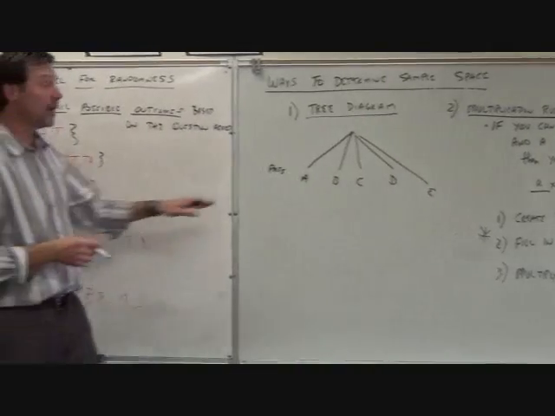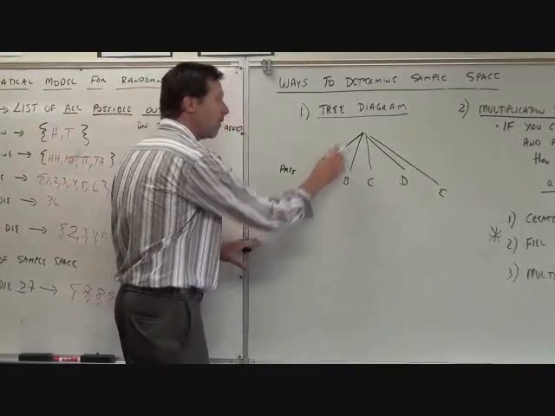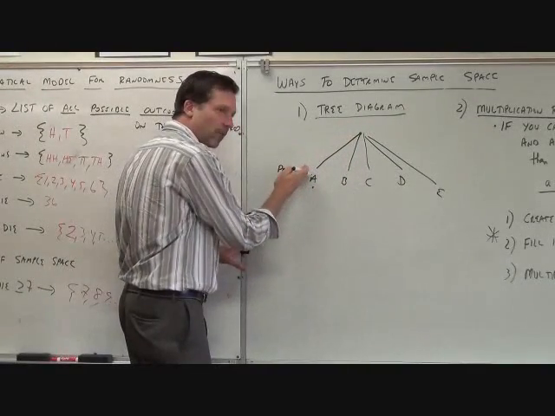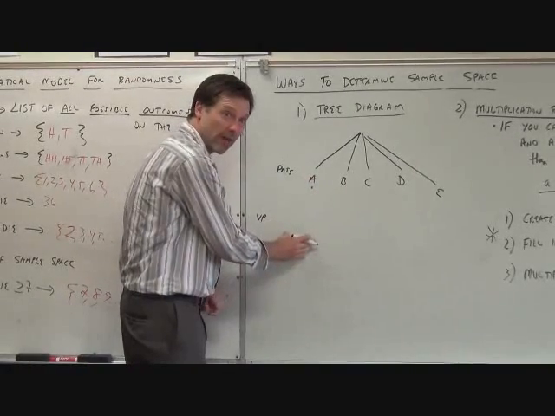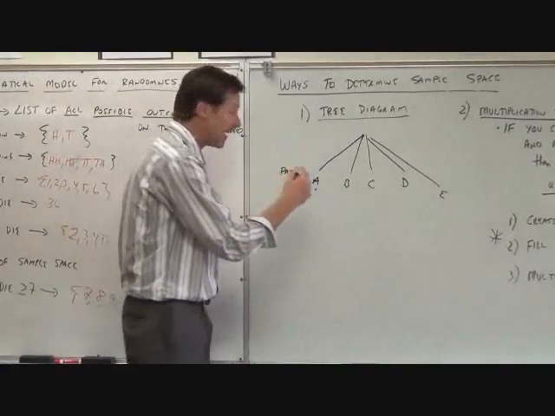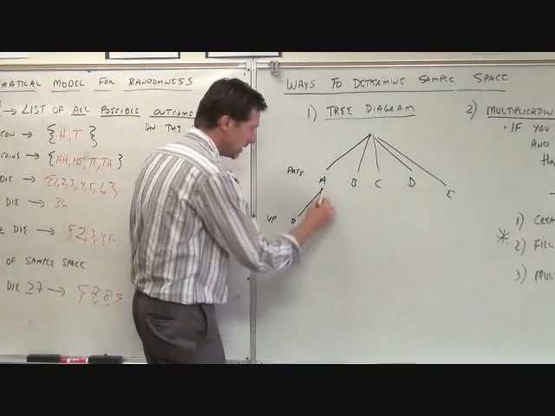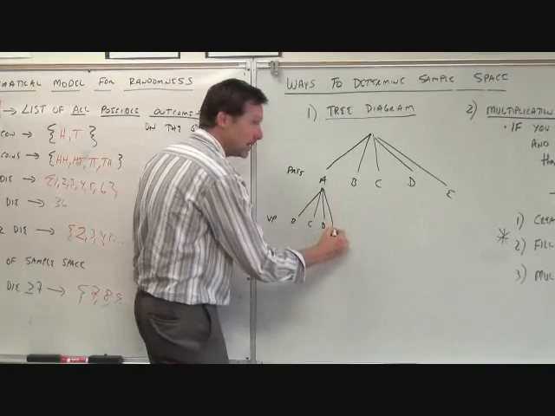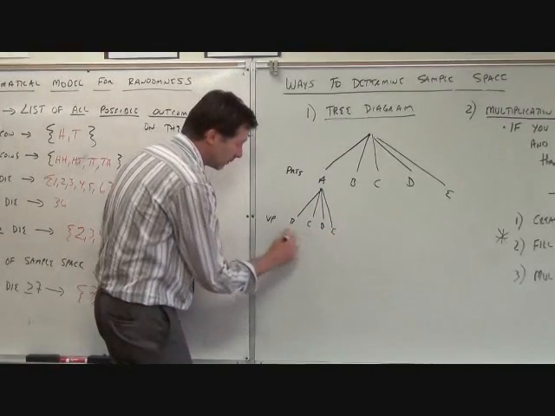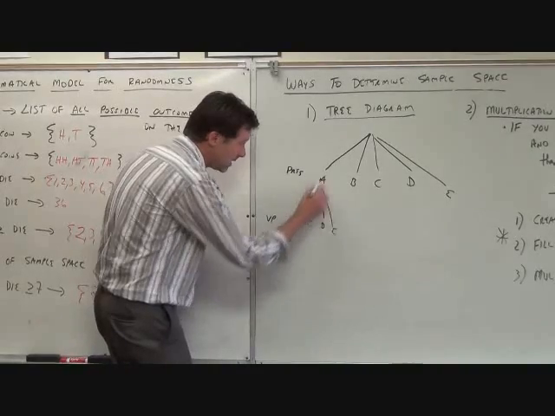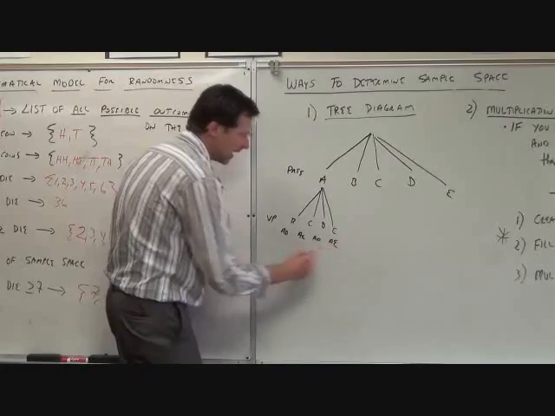Now, for each one of these, I have to find a VP. So, okay, A is our president. How many options do we have for the VP, and what are they? Now I have just 4, and they could be B, C, D, and E. And now I'm done. I've got my vice president and president, so I can write what those are. This is AB, this is AC, this is AD, and this is AE.